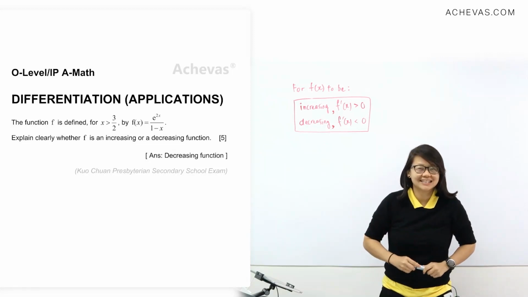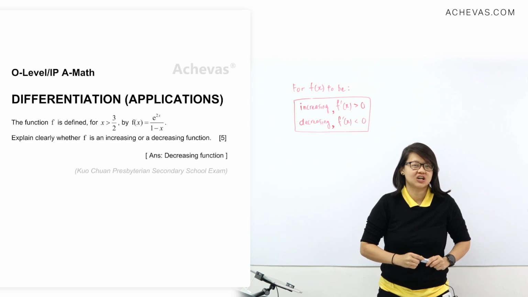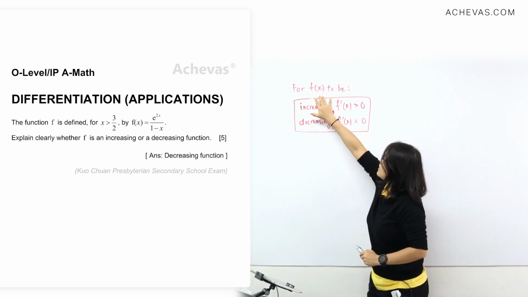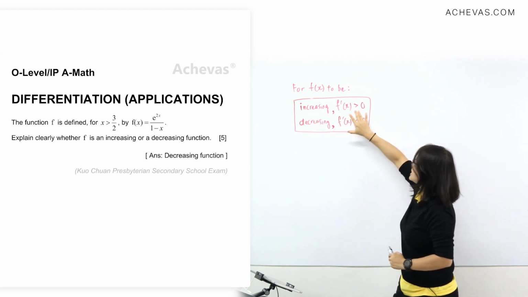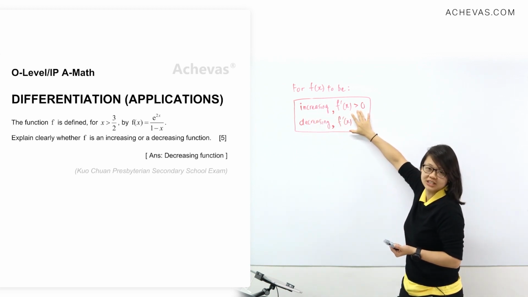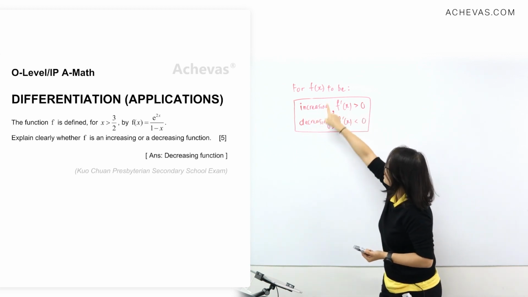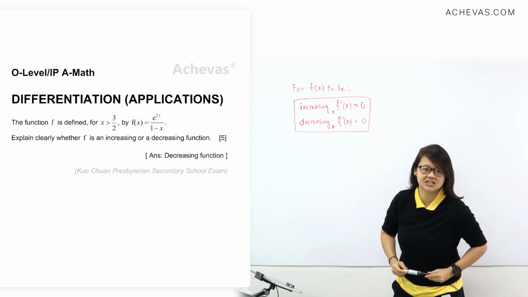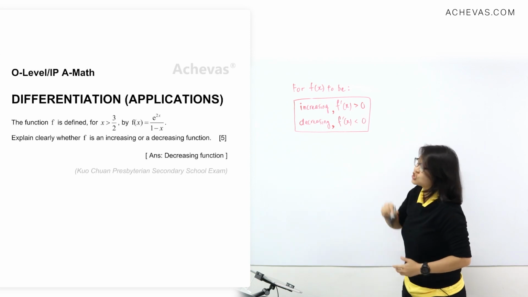Let's take a look at a differentiation application question, increasing or decreasing function. Let's take a look at the concept. When we have f(x) to be increasing, the first derivative needs to be positive, more than 0. As for f(x) to be decreasing, the first derivative needs to be less than 0. So let's take a look at a function given to us.